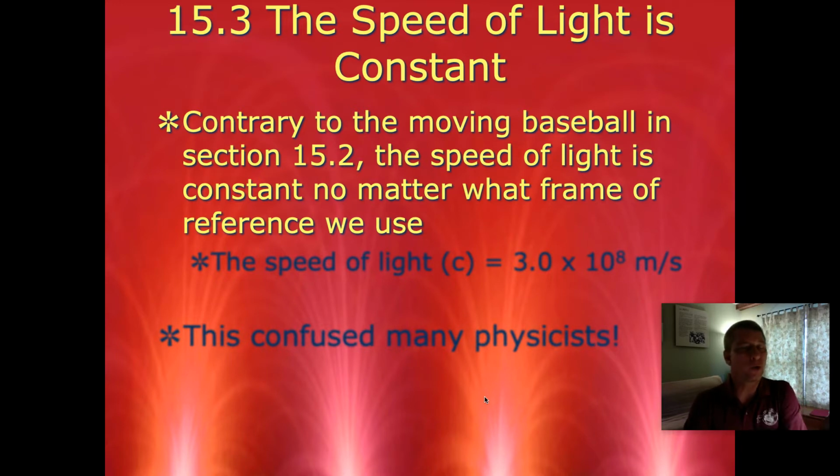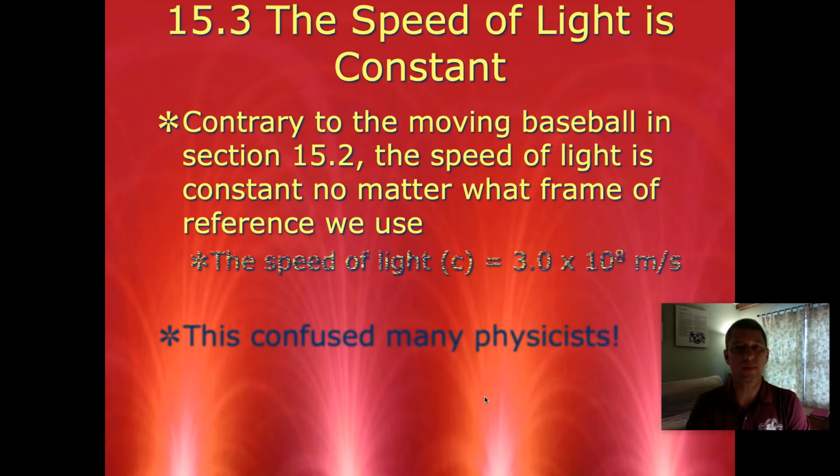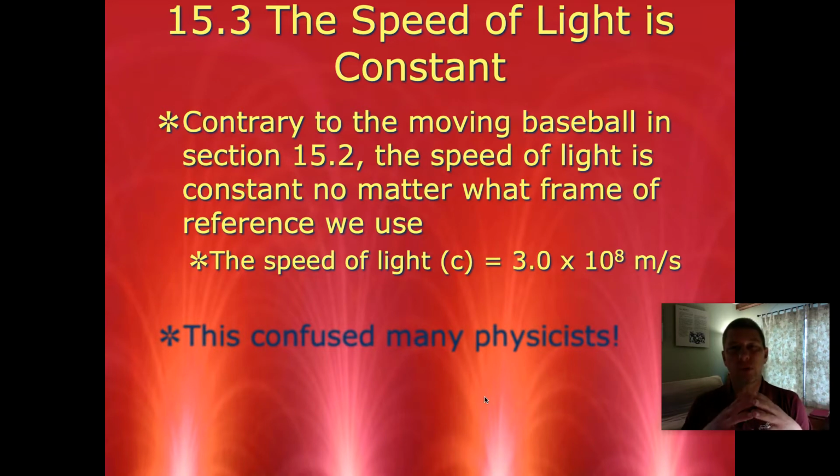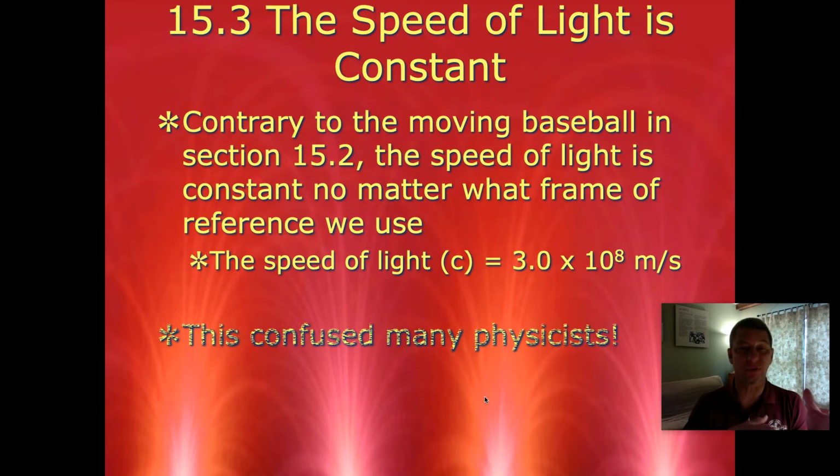Now, you recall from Section 15.2 the idea of catching a baseball that's thrown at the same speed in three different scenarios: stationary, the thrower moving toward you, and the thrower moving away from you. You know that if that occurs, you catch the baseball at three different speeds. If you can't remember that, go back and review section 15.2, and watch the video again.